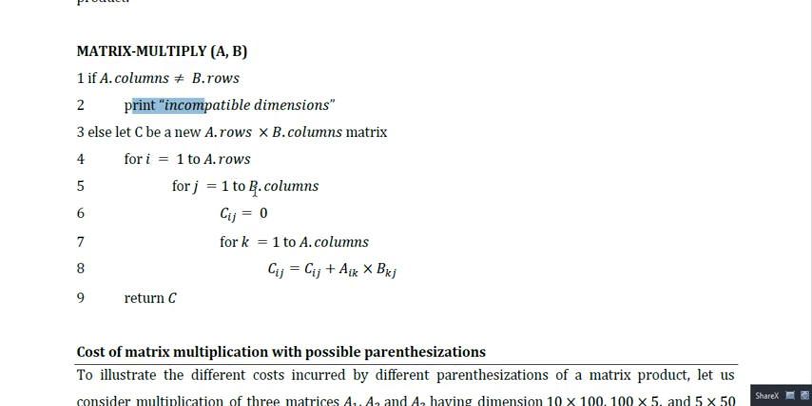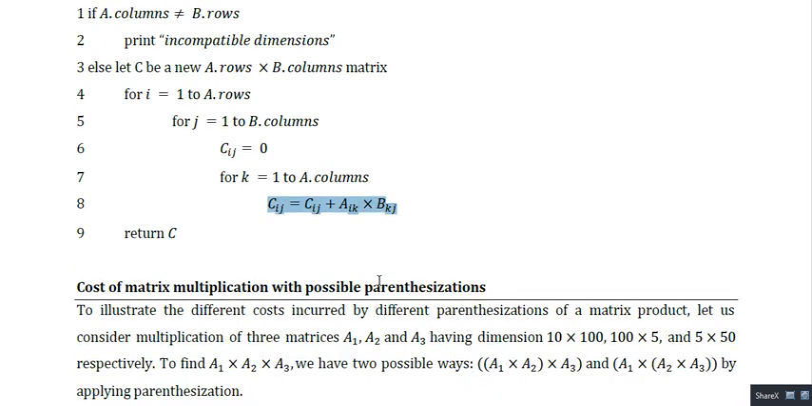This is the earlier algorithm I have told many times. You take three loops: i equal to 1 to the number of rows in A, j equal to 1 to the number of columns in B, then k equal to 1 to the number of columns in A. So this is the main logic: C[i][j] equals C[i][j] plus A[i][k] into B[k][j], right?